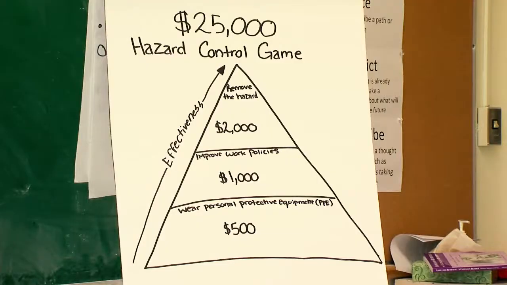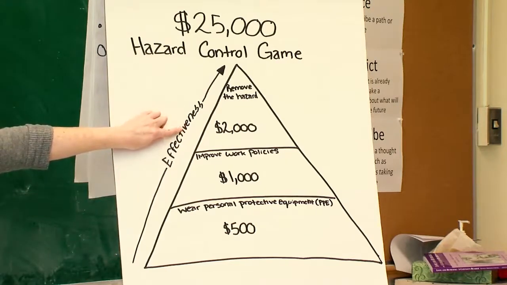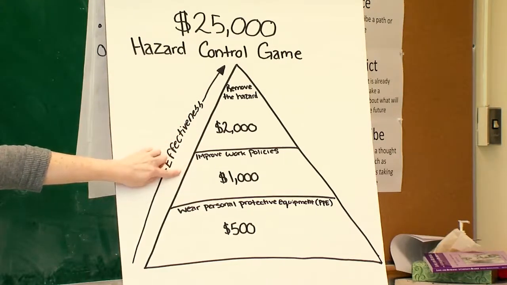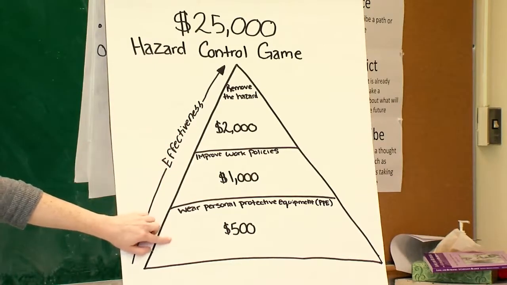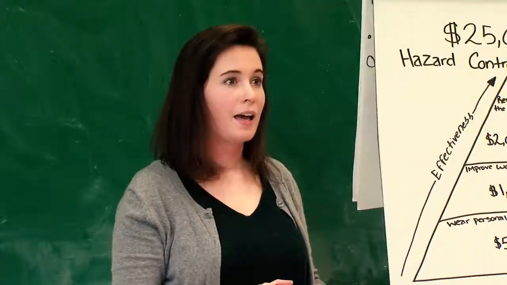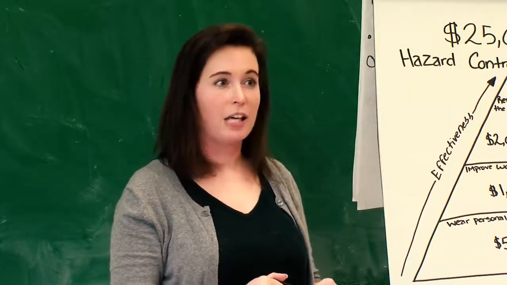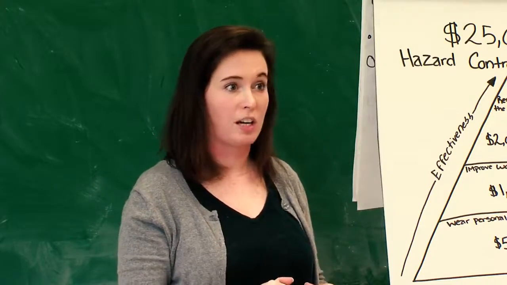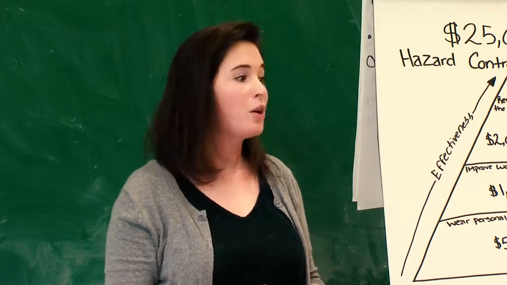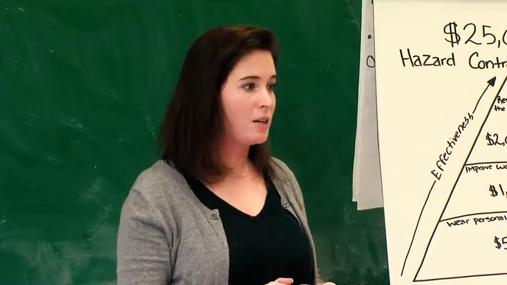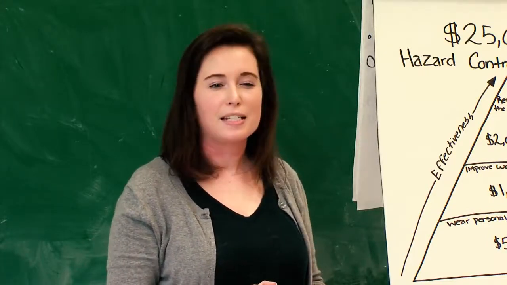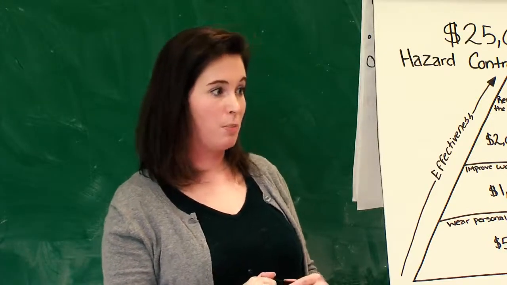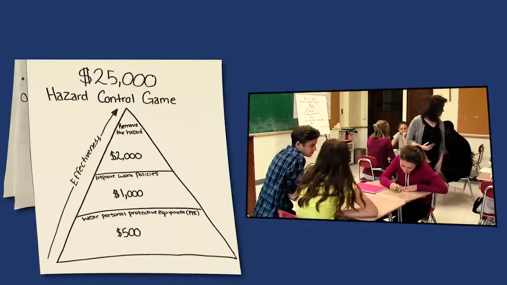Notice how the pyramid is divided into 3 categories. Removing the hazard, which is the most effective way, improving work policies is the next most effective, and wearing PPE is considered least effective. After I read you the scenario, come up with as many ways as possible to protect your workers from the hazard that caused the injury described. You'll get the most points for suggesting ways that remove the hazard and the least number of points for suggestions that use PPE. Here are 3 rules.